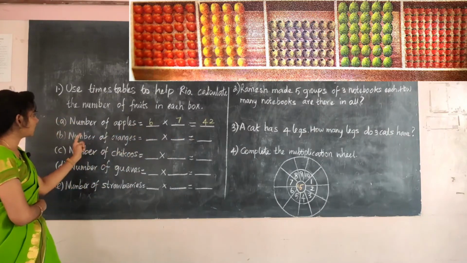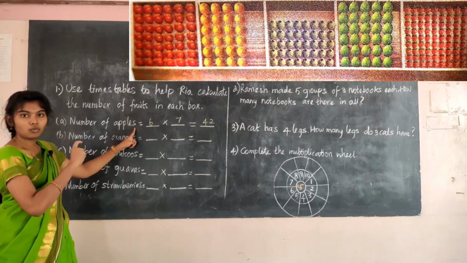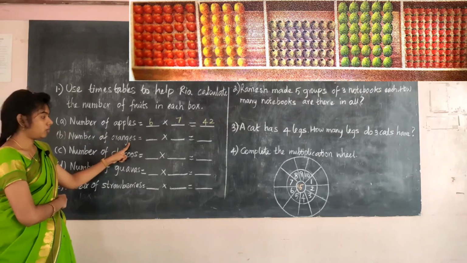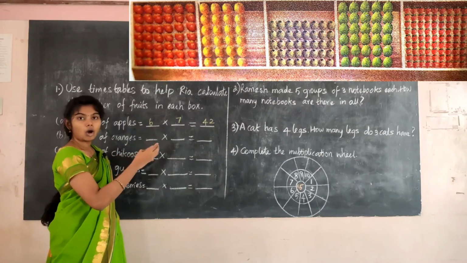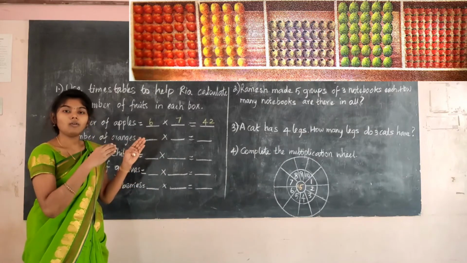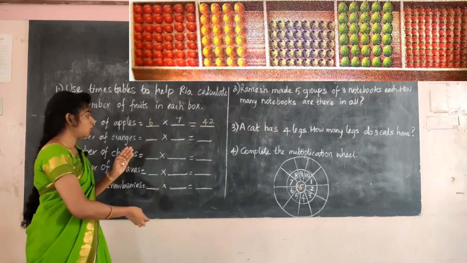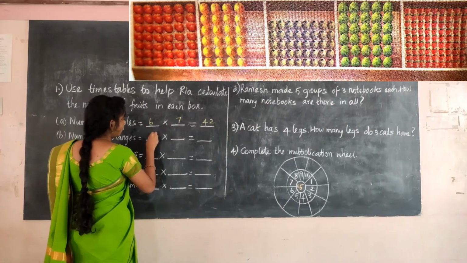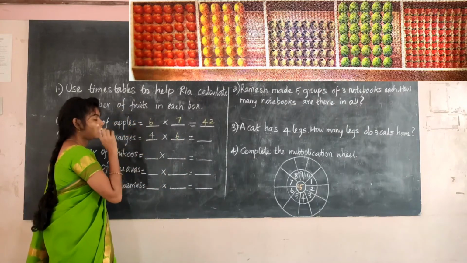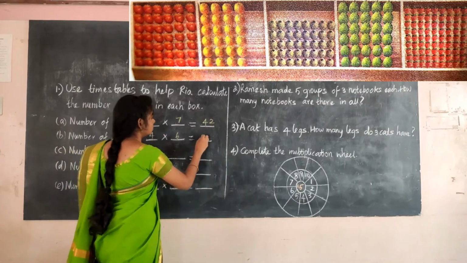And see the next, number of oranges. First we calculated for apples, and now the fruit is oranges. Now see how many rows and columns are there. So 4 and 6 are there. How will you write it? 4 into 6, or you can write 6 into 4. So I am writing 4 into 6. You can use the table of 6 or the table of 4. Here, table of 6: 4 6s are 24.